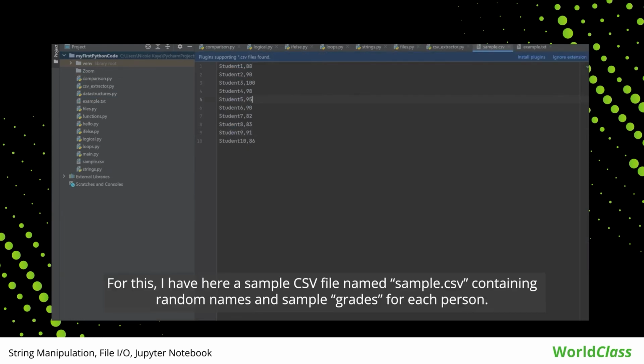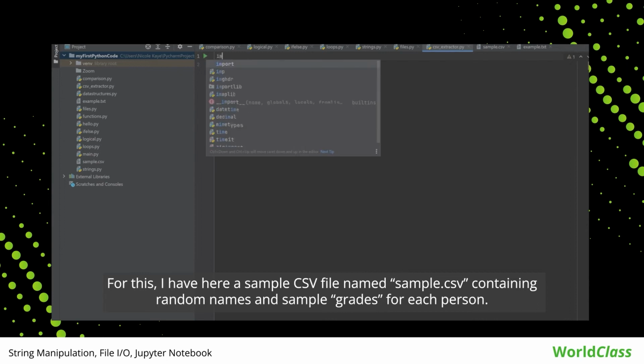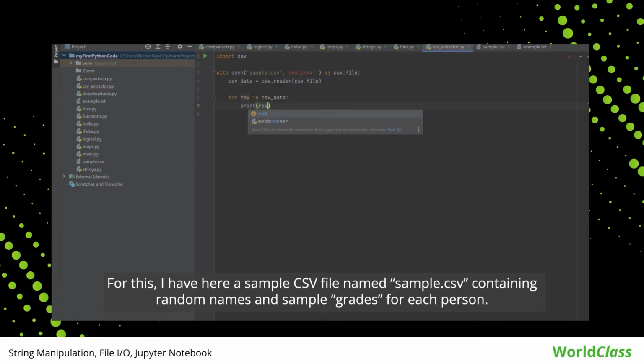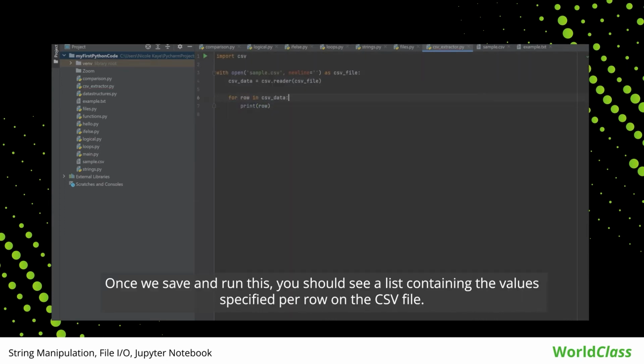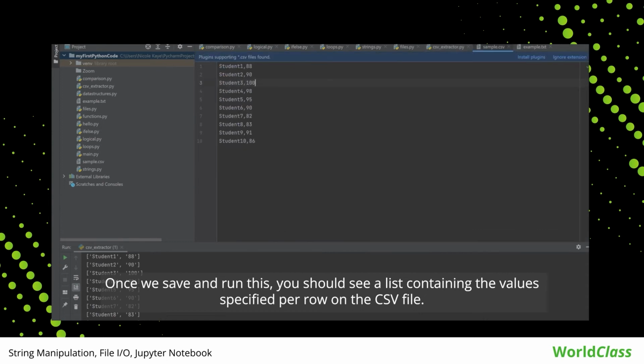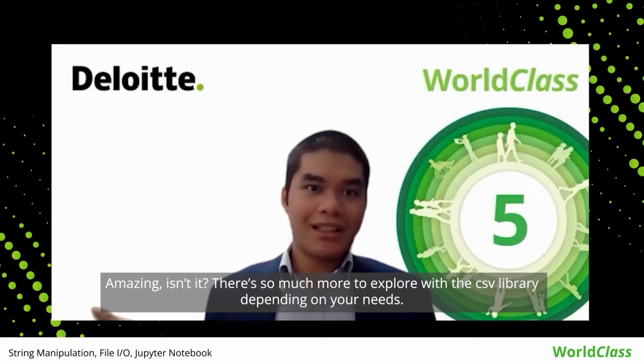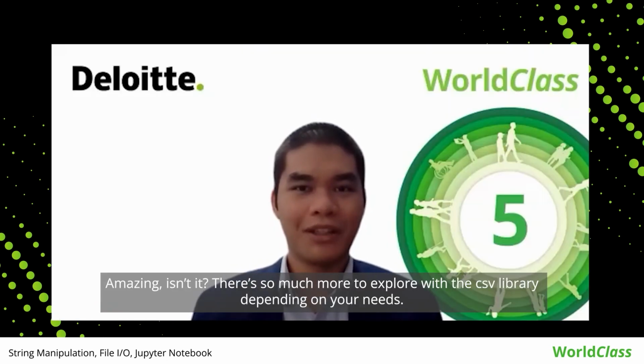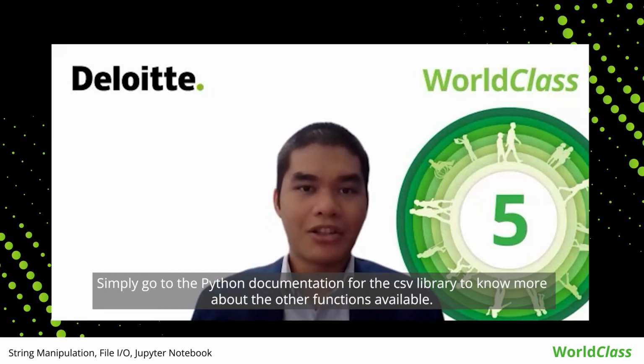For this, I have here a sample CSV file named samples.csv, containing random names and sample grades for each person. Once we save and run this, you should see a list containing the values specified per row on the CSV file. Amazing, isn't it? There's so much more to explore with the CSV library depending on your needs. Simply go to the Python's documentation for the CSV library to know more about the other functions available.